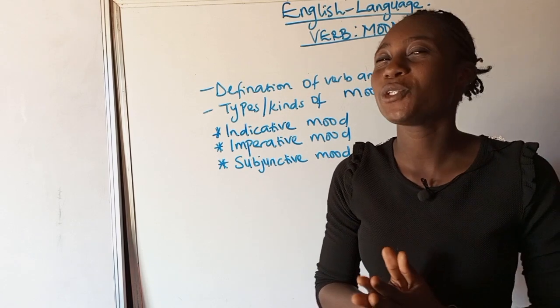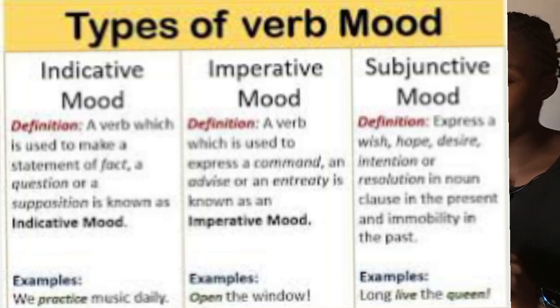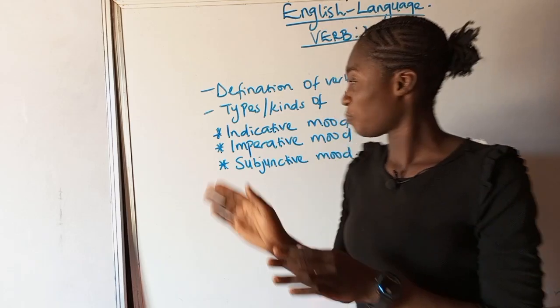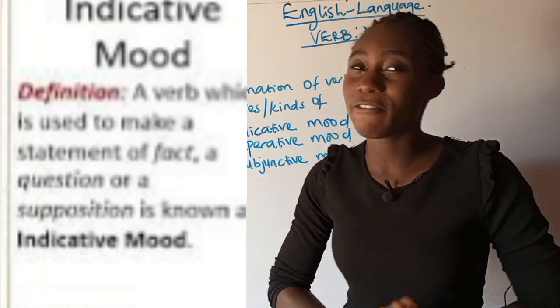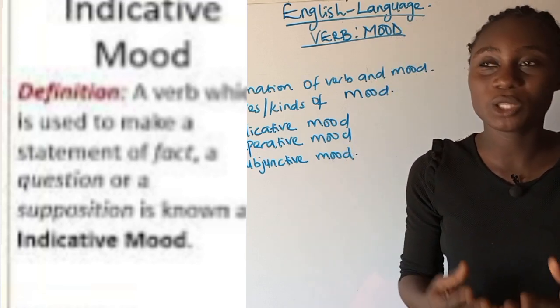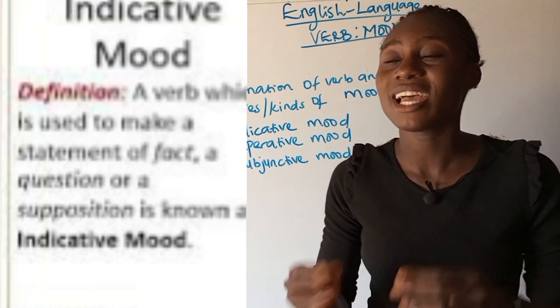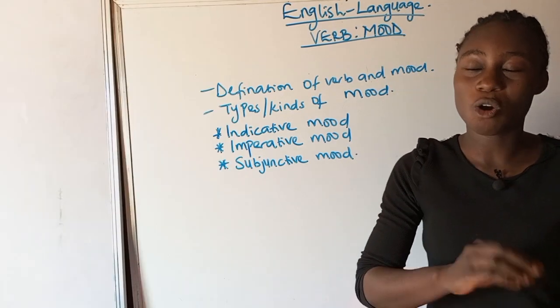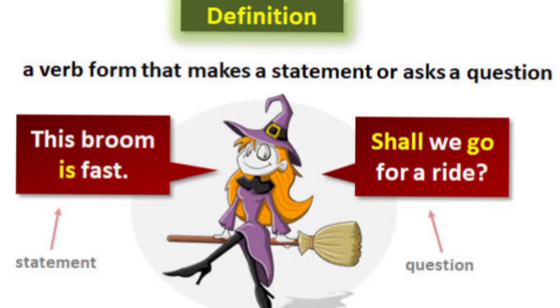In the English language, we have majorly three types of mode: the indicative mode, the imperative mode, and the subjunctive mode. Now we're talking about the indicative mode. This is a verb that is used to make a statement of facts. We're talking about reality, something that is true. Then we can classify that as an indicative mode. Indicative mode is also used to make a question or a supposition.